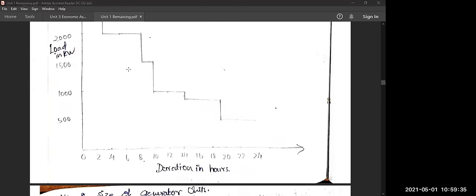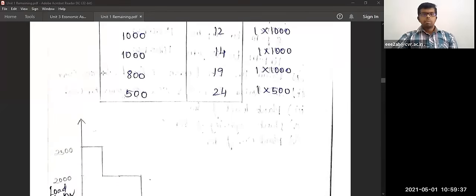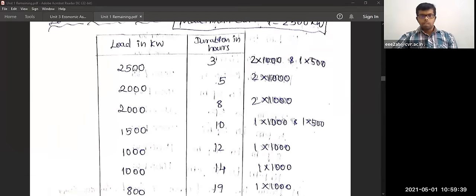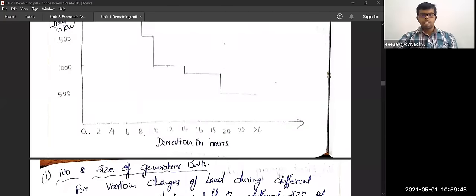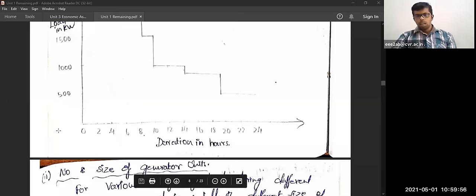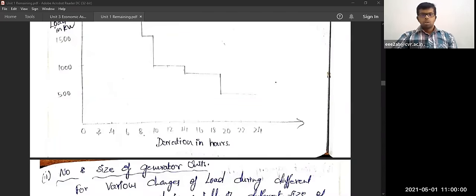Duration of time in hours you have to write. Next, simply like that you have to plot. So 2500 remains for how much duration. Duration I have taken as 0, 2, 4, 6, 8, 10, 12, 14, 16, 18, 20, 22 and 24. So 2 units I have taken. You can also take 0, 1, 2, 3 up to 24, depends on you. For simplicity I have taken 2 units.